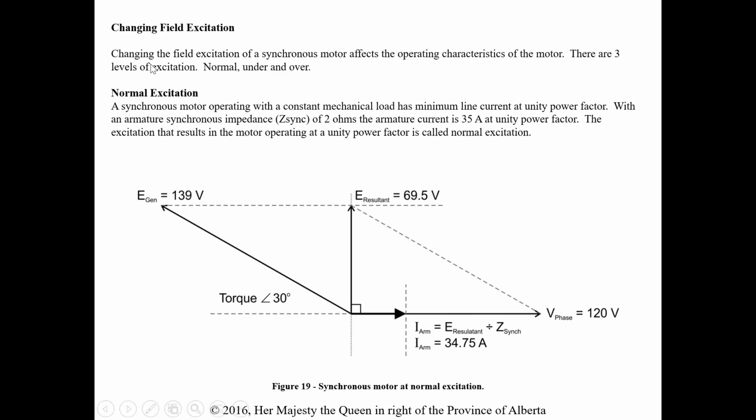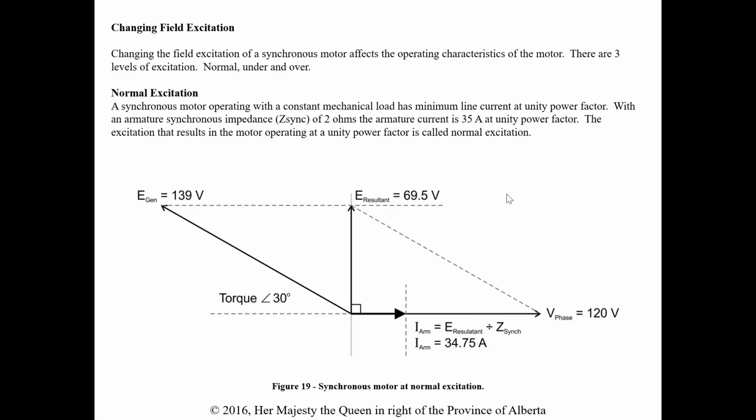So again, when we're talking about changing the field excitation, we're talking about the magnetic field on the rotor itself, spinning around. That rotor magnetic field is what locks onto the stator magnetic field for operation, so that rotor is running at synchronous speed. Again, with that magnetic field spinning around on the rotor, it's going to cut across the armature windings in the stator and induce a voltage back into those.